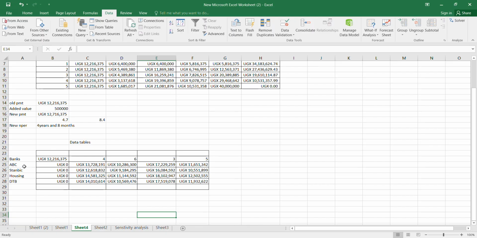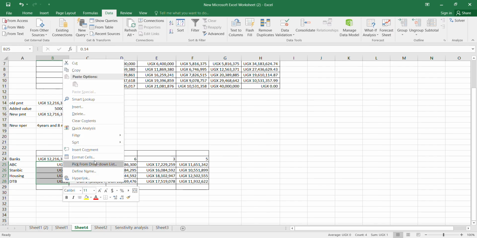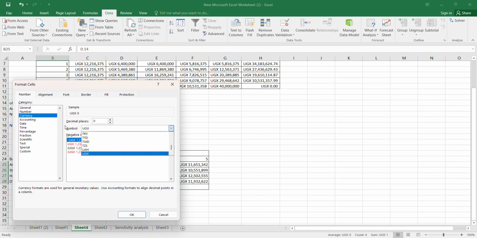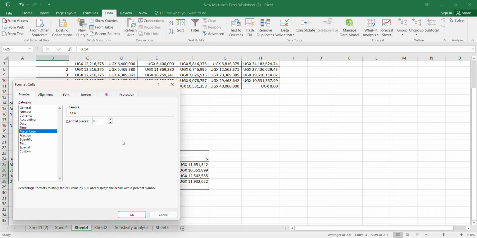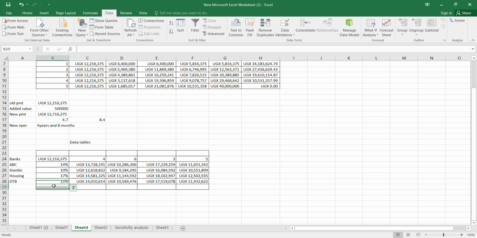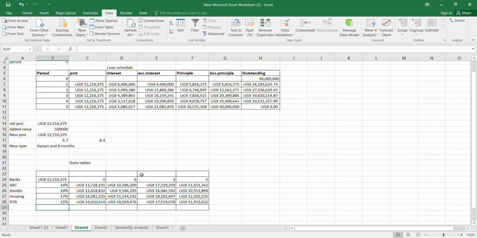This shows that ABC, we shall format this as percentages. This shows that ABC at 14% interest, in 4 years the amount will be this, in 6 years it will be this, like that, as required in the question. So simply that was what the question was requiring us to do, and that's how we also use data tables. Thank you for watching.